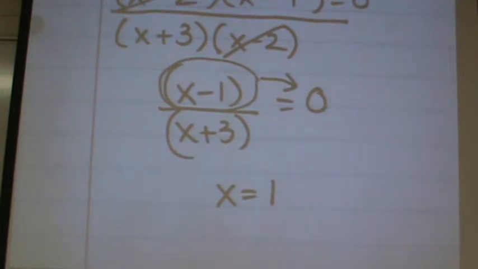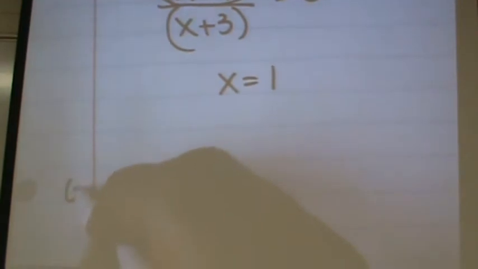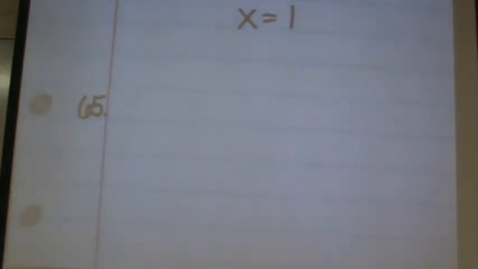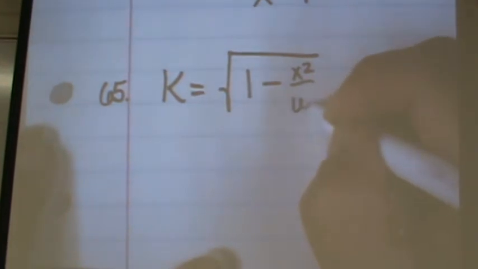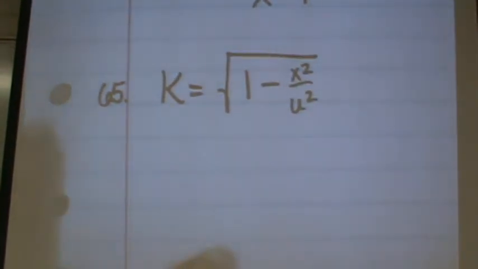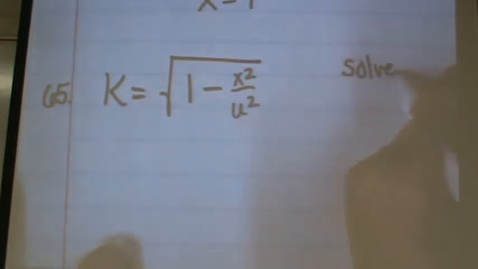And the last question, number 65. This is a literal equation, and you are given k equals the square root of 1 minus x squared over u squared. You're asked to solve this for u. Solve for u.